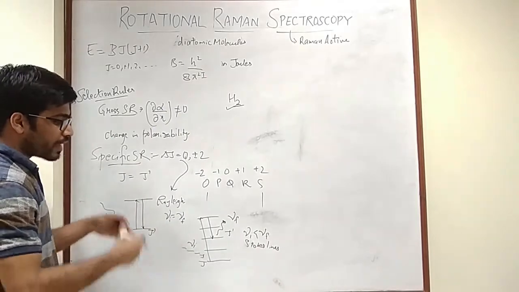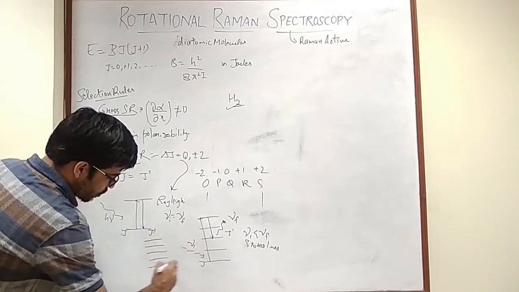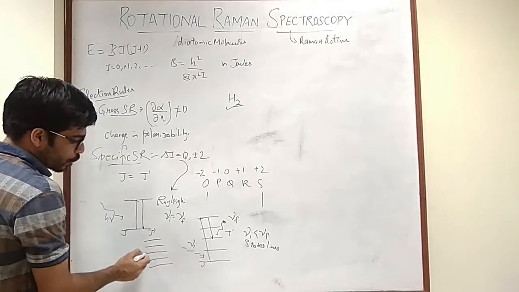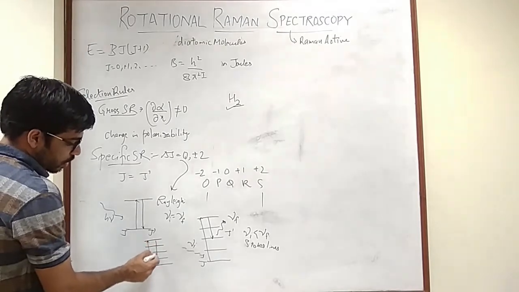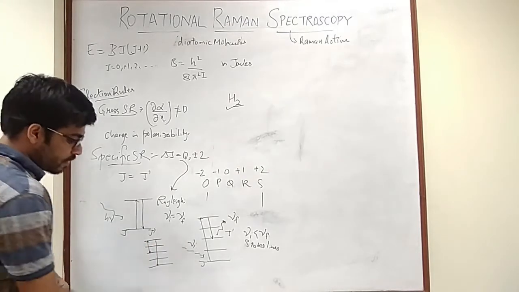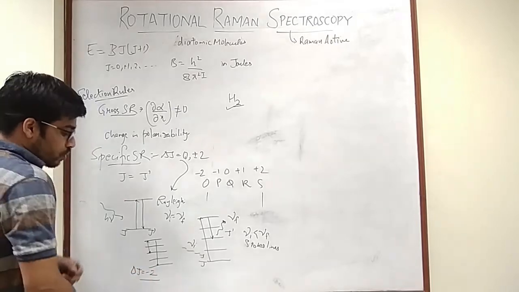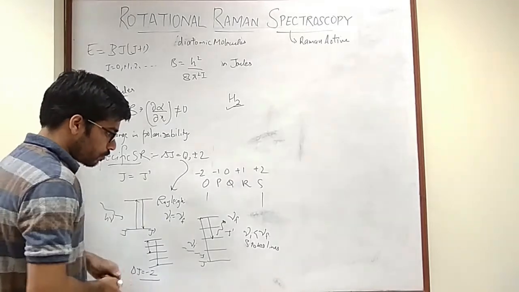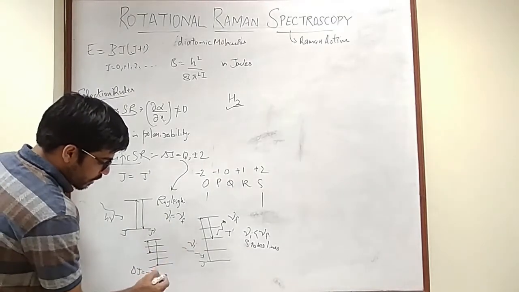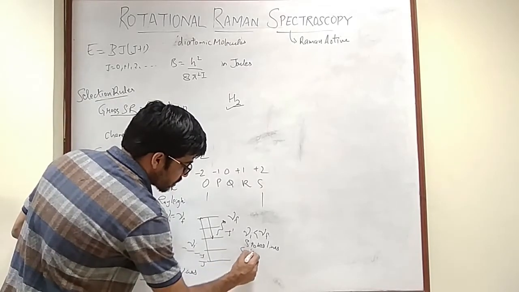And how do you visualize anti-Stokes line in this case? So let's say you have these energy levels. The molecule is initially here, absorbs some energy, and then releases to come back here. In this case, your delta J becomes minus 2. So some extra energy is released, which will make it anti-Stokes. Okay, so that would mean this is the case of O lines, this is the case of S lines.